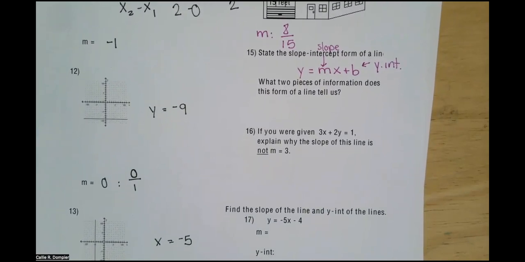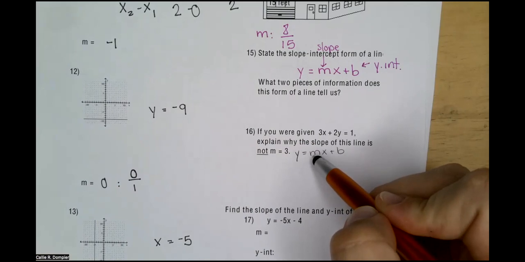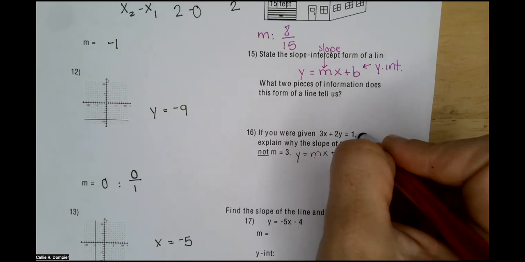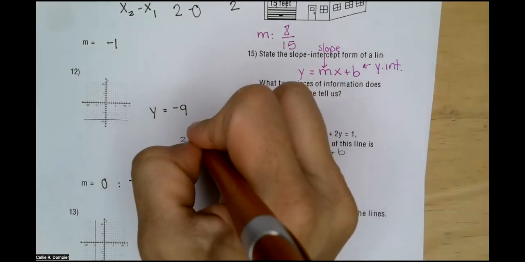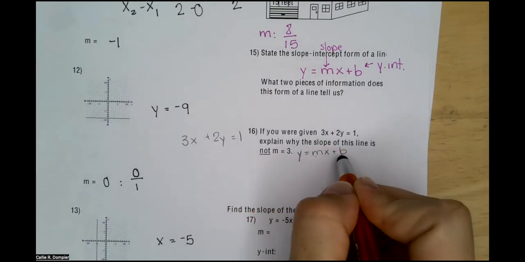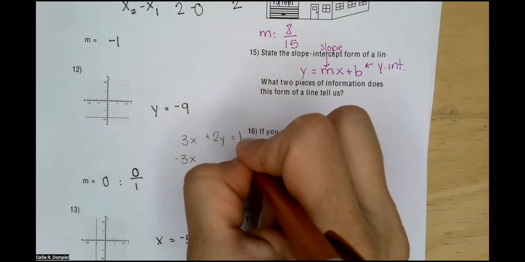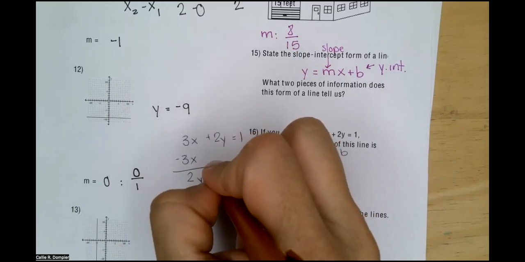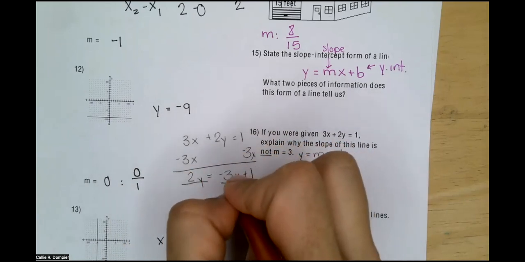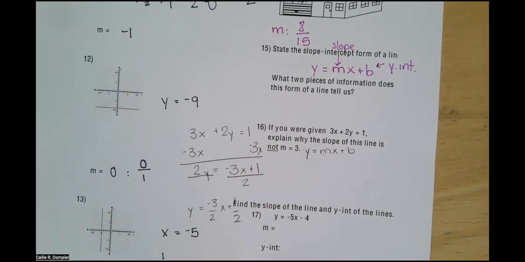Number 16 says, if you were given 3x plus 2y equals 1, explain why the slope of the line is not m equals 3. This is not m equals 3 because, remember, you need it in the form y equals mx plus b to reliably find the slope as the number next to the x, or the coefficient of x, okay? Right now you have 3x plus 2y equals 1. You can find the slope either by graphing it and just counting the rises and the runs, or you can set it equal to y, which will put it into slope-intercept form, right? So we're solving for y. I'm going to subtract 3x, I get 2y is negative 3x plus 1, divide everything by 2, and I get y equals negative 3/2 x plus 1/2. Now I know my slope. My slope is negative 3/2.